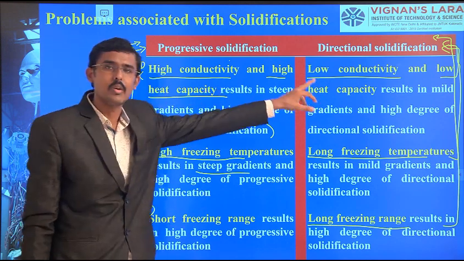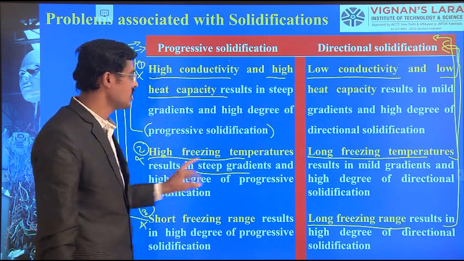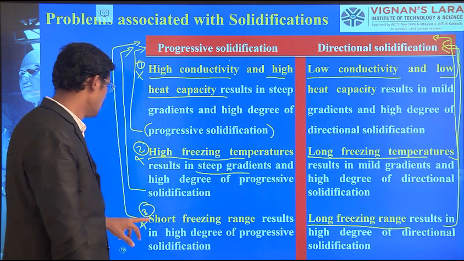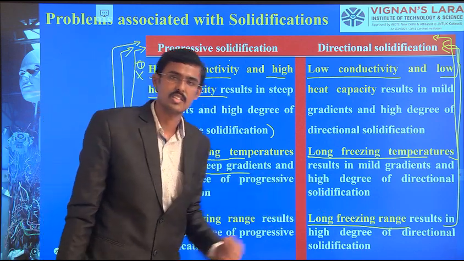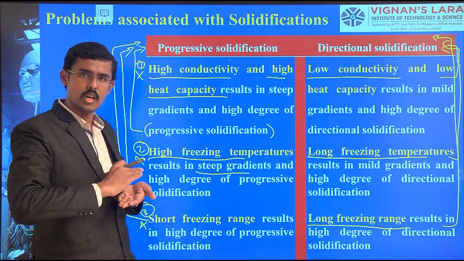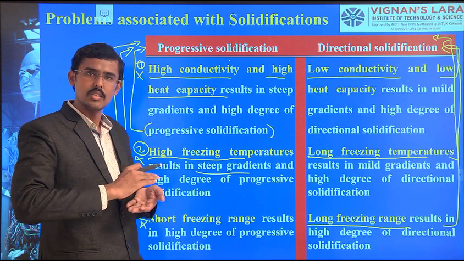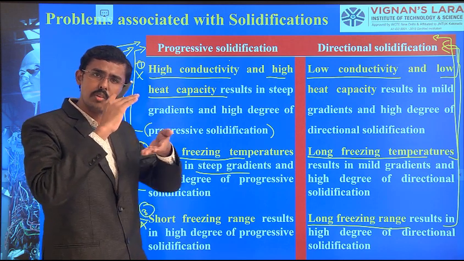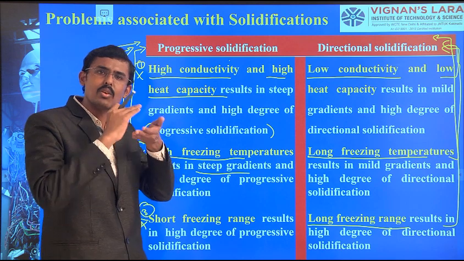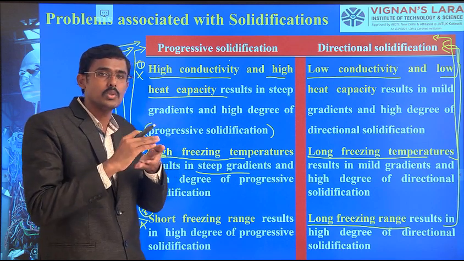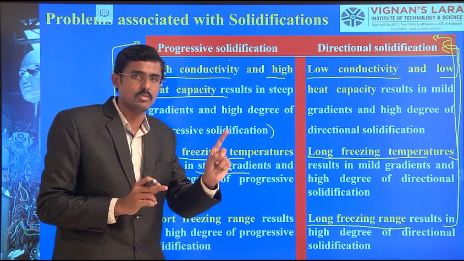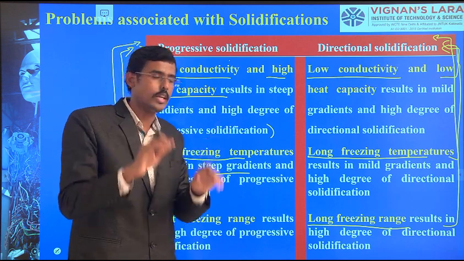Very, very important point, very simple point. High conductivity, low conductivity. High freezing, long freezing. Short freezing range, long freezing range. So it should not be short, it should not be thin. The temperature gradient should not be very near. No high conductivity should be used. These all points belong to progressive solidification, and that should not happen.